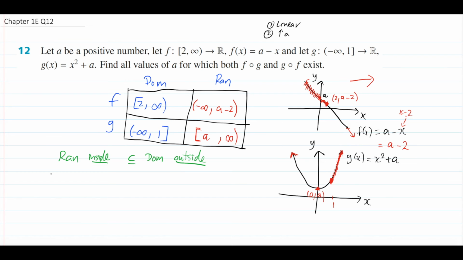So let's look at our first one, f of g. In this one g is the inside and f is the outside, so g within f. So let's have a look. What is my range? What's my range?